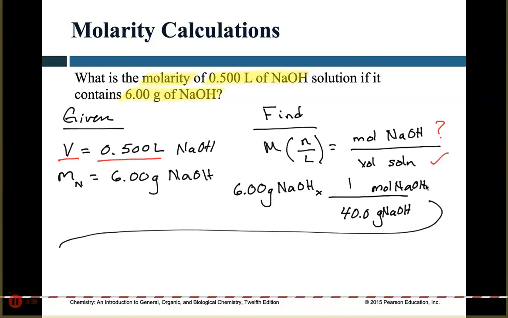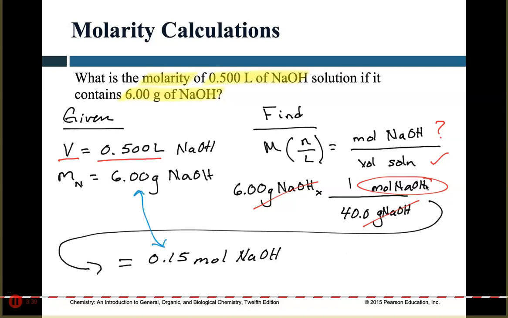And let's bring this equation down over to here. If I finish that off, let's make sure our units cancel. Grams NaOH with grams NaOH, left with moles NaOH. So if I do 6 divided by 40, I get 0.15 moles of sodium hydroxide. That's how many moles of NaOH are in 6 grams. So remember, we went between this conversion with molecular weight.